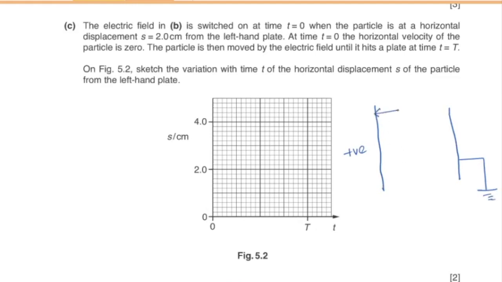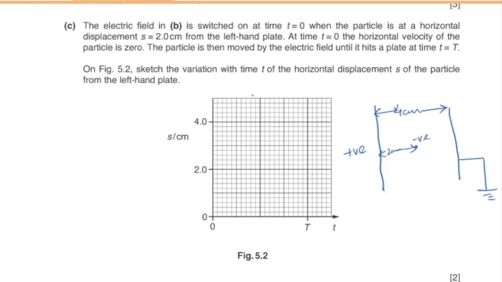This in total is a distance of 4 centimeters, and it says that the smoke particle is at a displacement of 2 centimeters, means it is exactly in the middle. So this is the distance, 2 centimeters. When the electric field is switched on at time t equals 0, it will be traveling towards the positively charged plate, since this carries a negative charge, and it will be attracted towards its opposite charge.